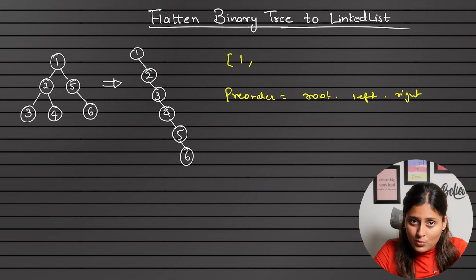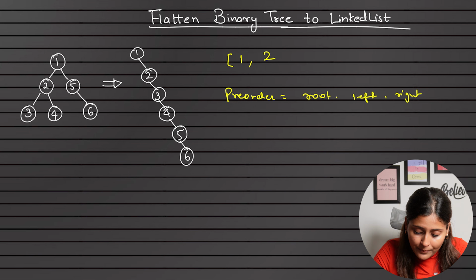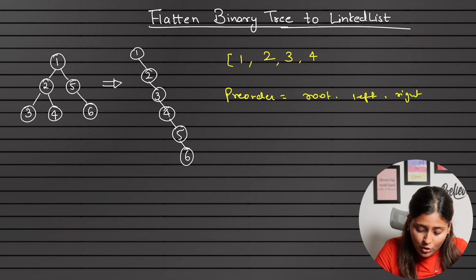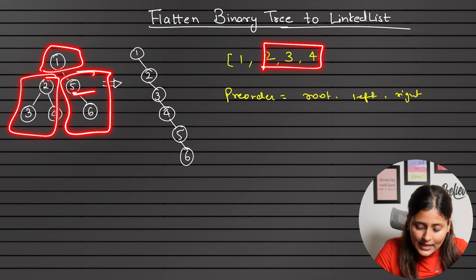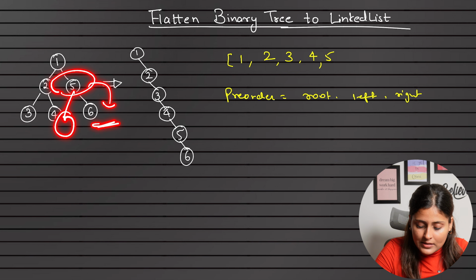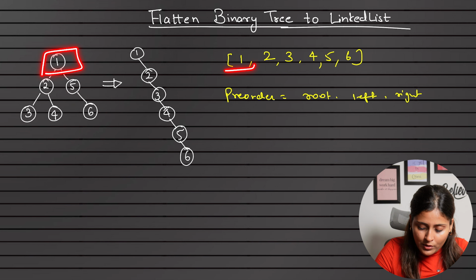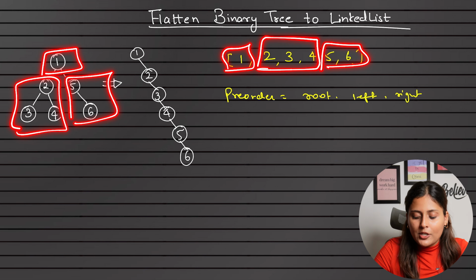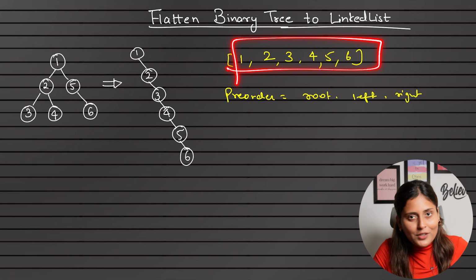Correct? So first root means 1. Now we'll go towards left side means 2. Now we'll go towards left side of 2, which is 3. Now root done, left done. Now it's time for right, which is 4. Now root done, left done, which is 2, 3, 4. And now it's time for right side. For right side, the first should be root, which is 5. Okay. Now root done, left, which is null. So we'll not write anything. Now right side, which is 6. So in total, root, left side, right side, right side. So hence this is our pre-order traversal of the tree.